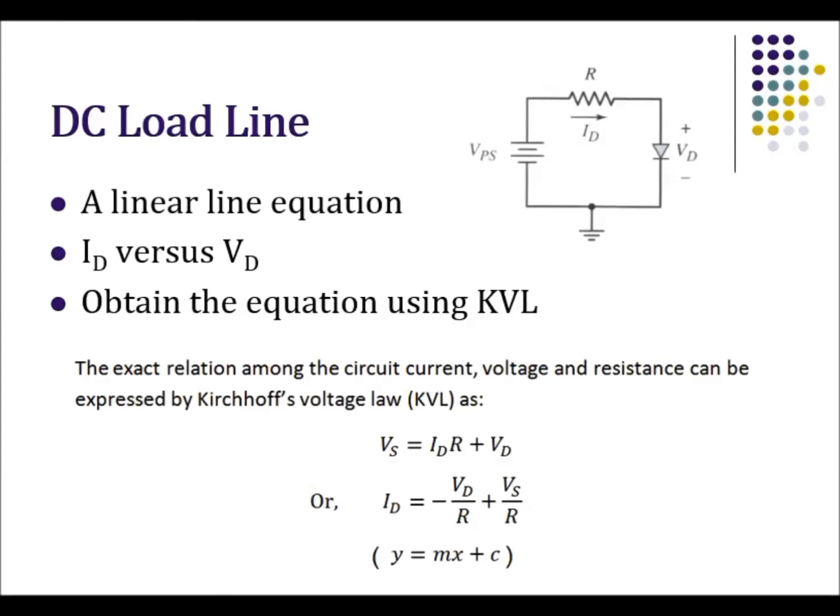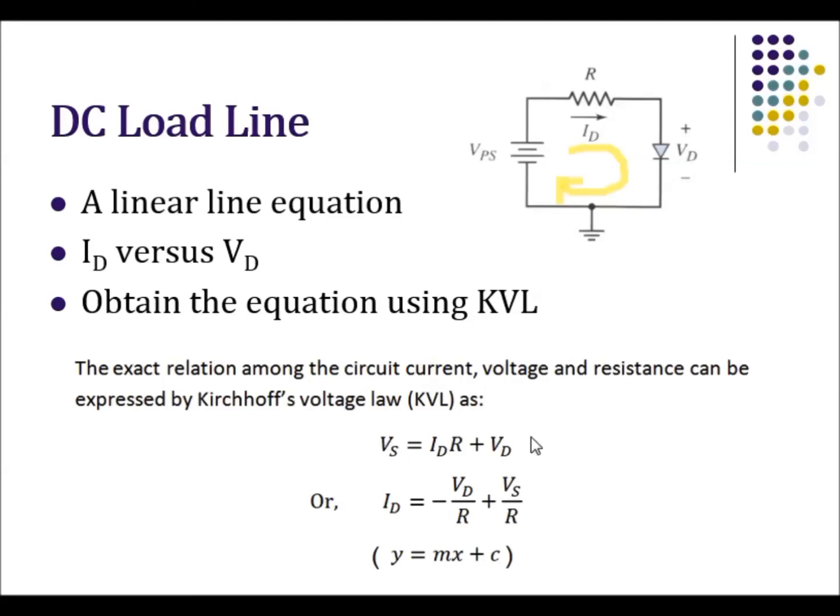So next, let's look at the DC load line. A DC load line refers to the linear equation y equals mx plus c. In order to derive the equation, you need to plot ID versus VD. To get the equation, you need to do your KVL at this loop, which means the equation will be minus VPS plus IDR plus VD.